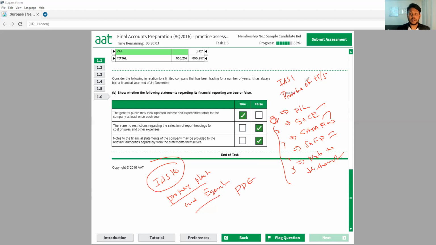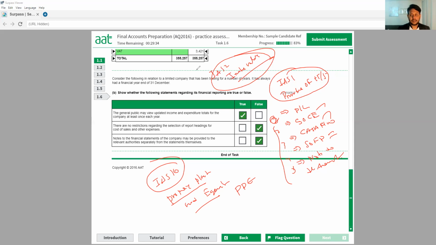And IAS 1, presentation of the financial statement, and IAS 2, inventory valuation. So you have to know these 3 IASs. It will give you very quick marks in the exam. Definitely you will see a question in the exam asking what IAS this is. If you know that one, you'll get the full marks. If you don't know, you'll get 0. So you need to make sure you read that.